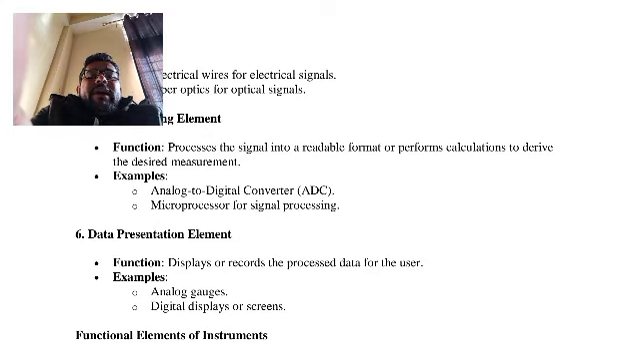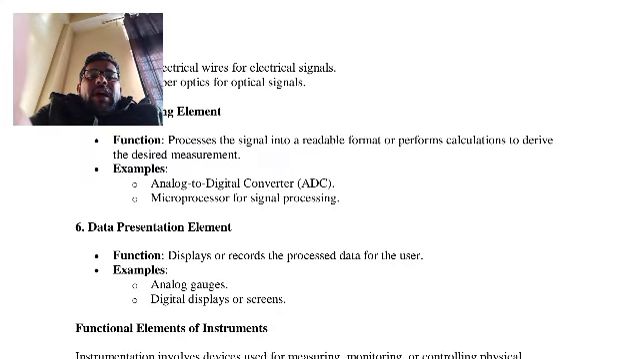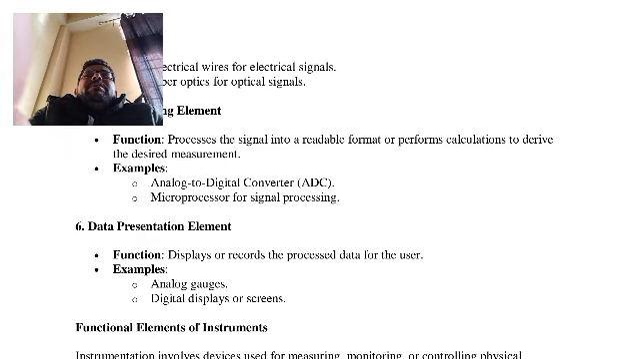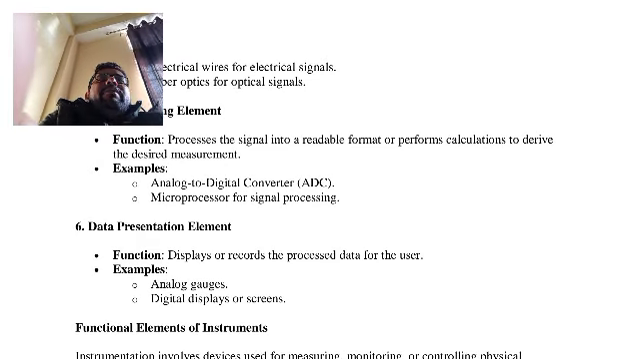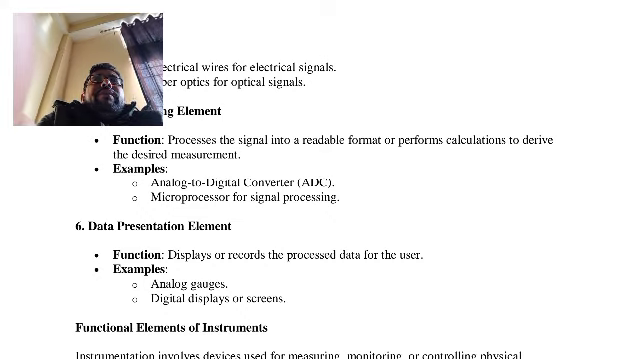And last, the data presentation element. What is its function? To display or record the processed data for further use. For this we can use analog gauges or a display. If we want to use that signal again as feedback, so that we can apply correction, then we have to record, maintain and display it.